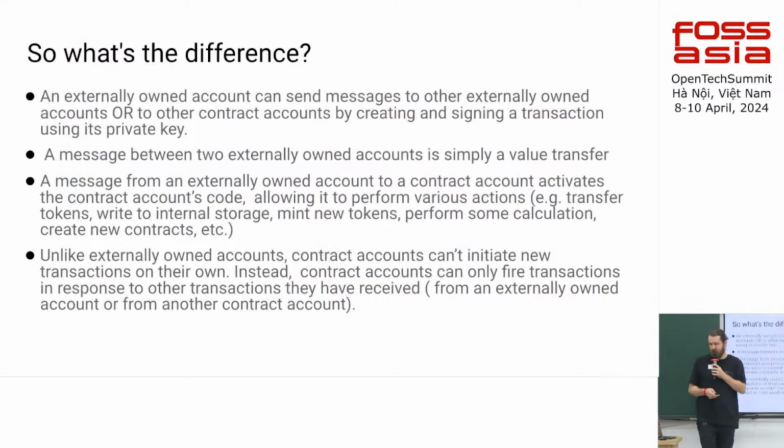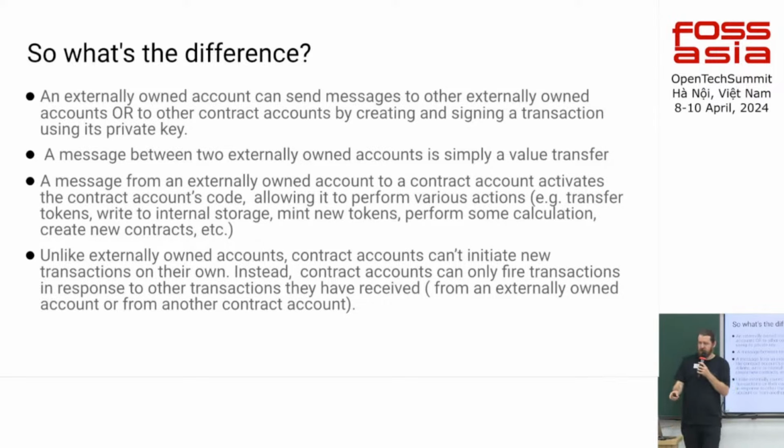So what is the difference? Again, an external account can send messages to other external accounts or to a contract account by creating and signing a transaction using the private key. A message between two externally owned accounts is simply a value transfer. So if I want to send a message to anyone else here with an externally owned account, it's usually a value transfer because I'm actually sending some kind of value.